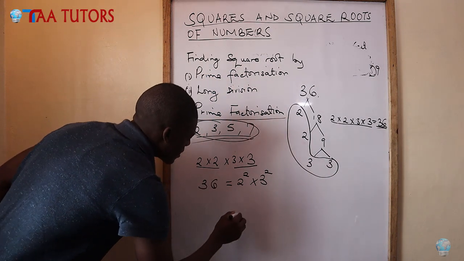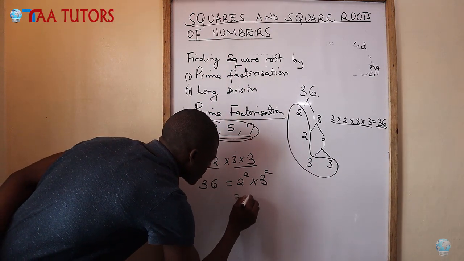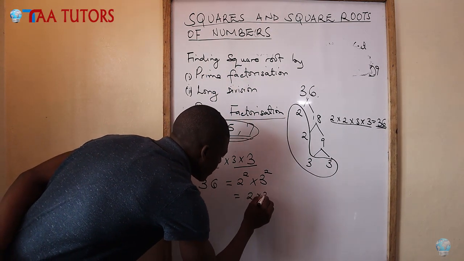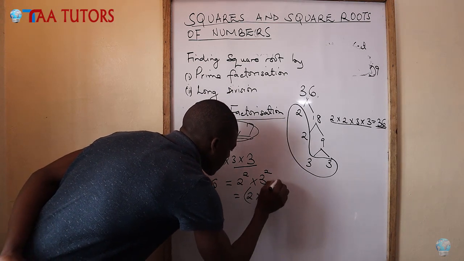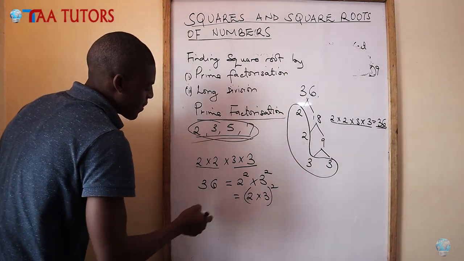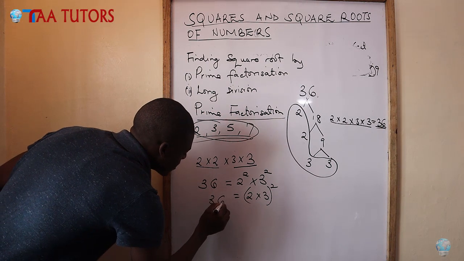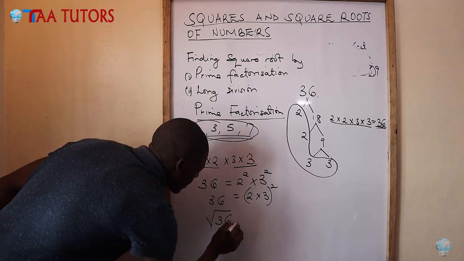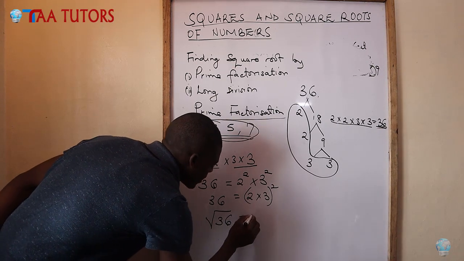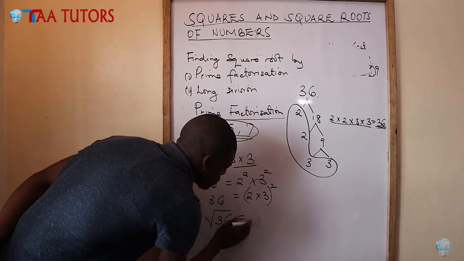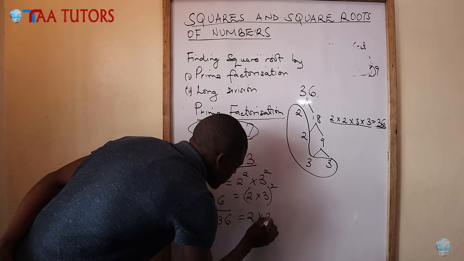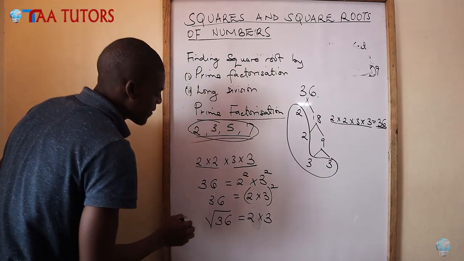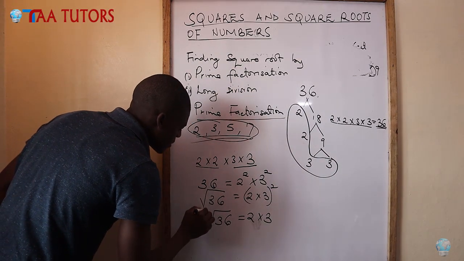It means we can factorize the square out: 2 times 3, squared. That one gives us 36. But now the root of 36 equals 2 times 3. We are finding the square root on both sides.